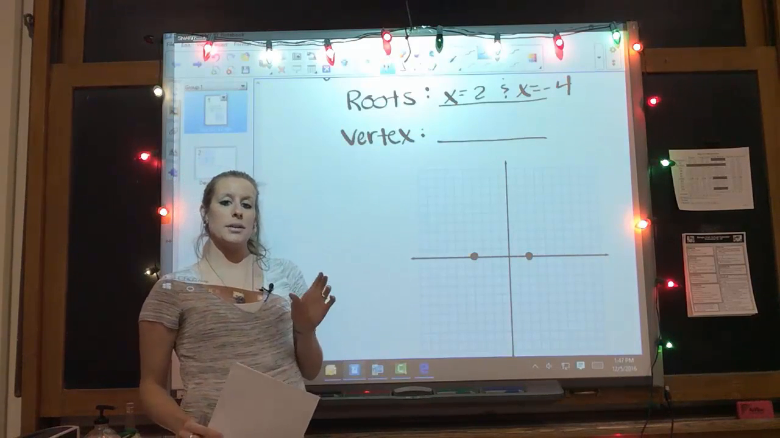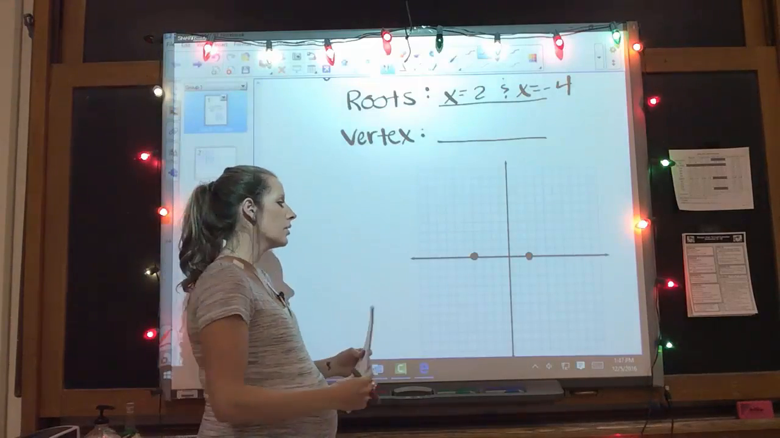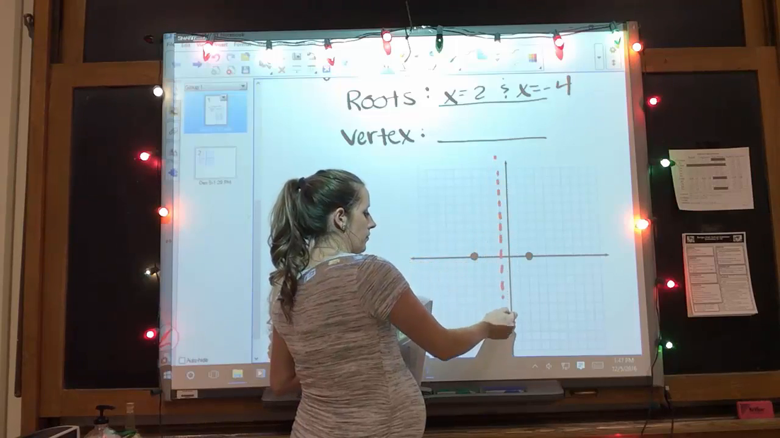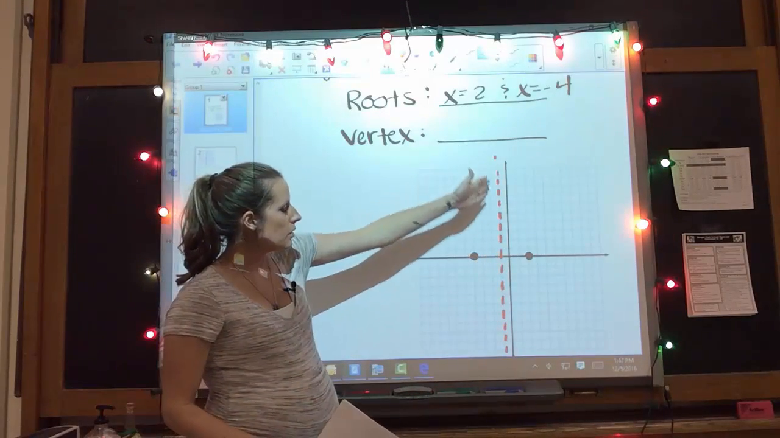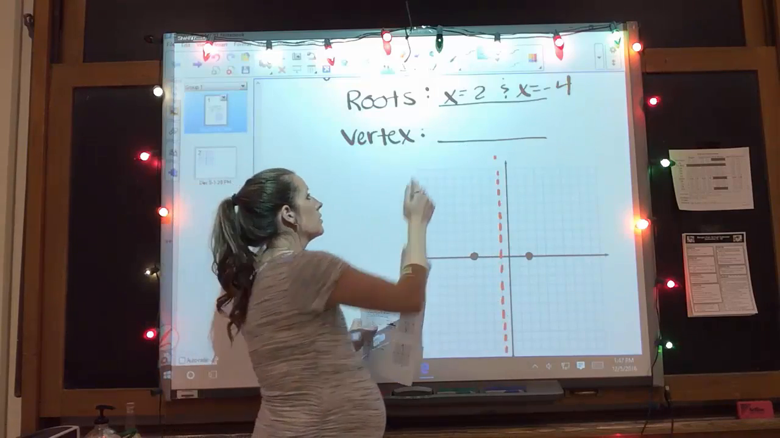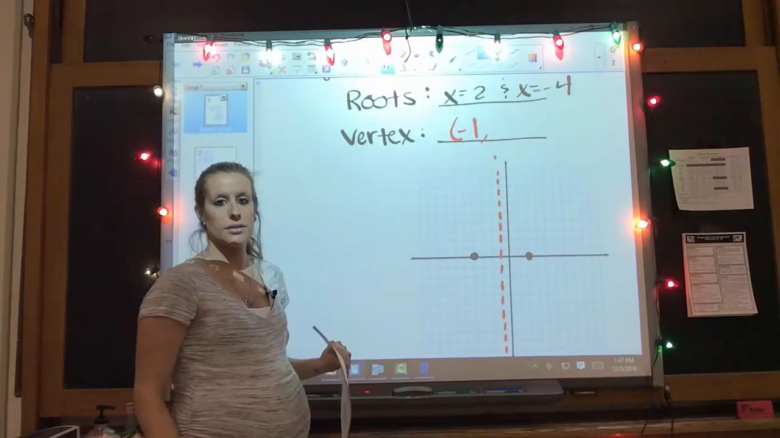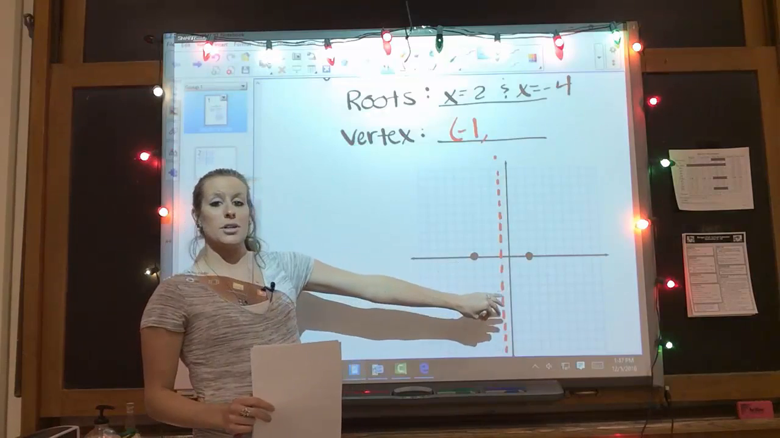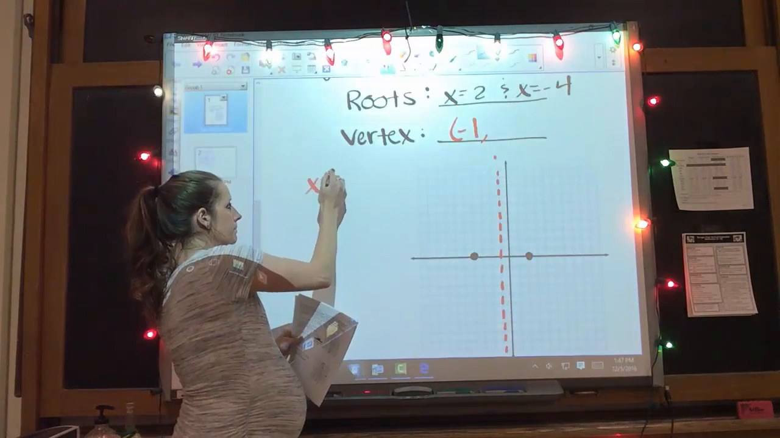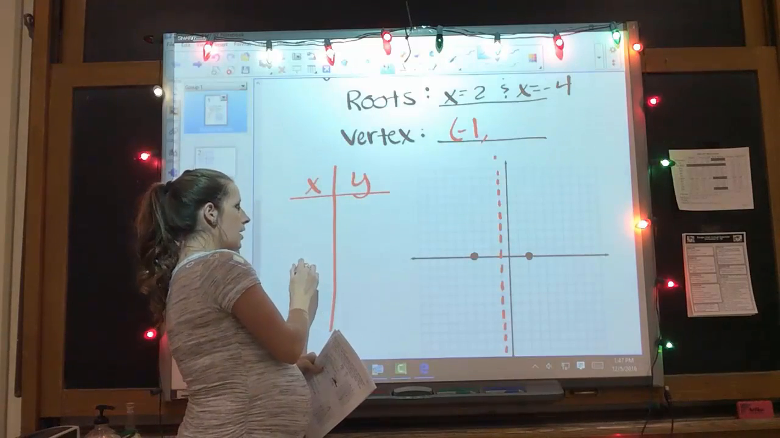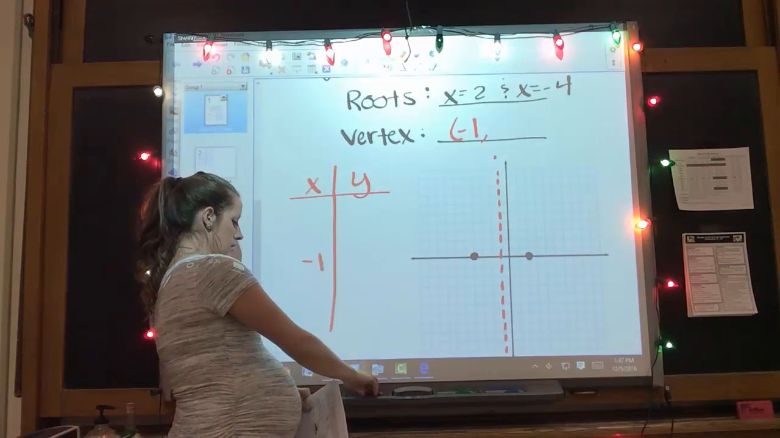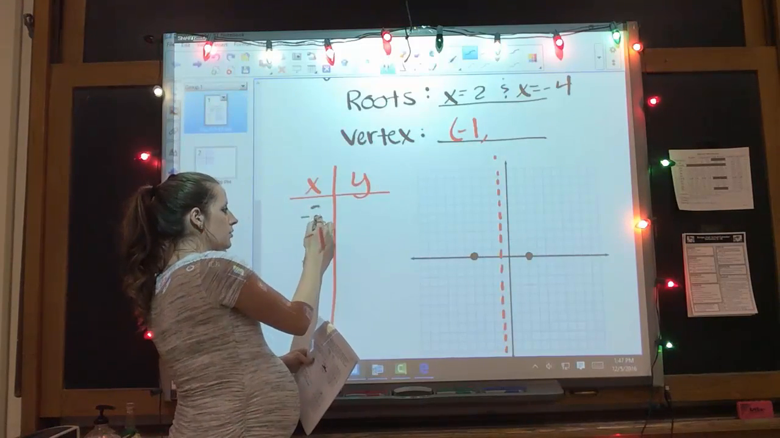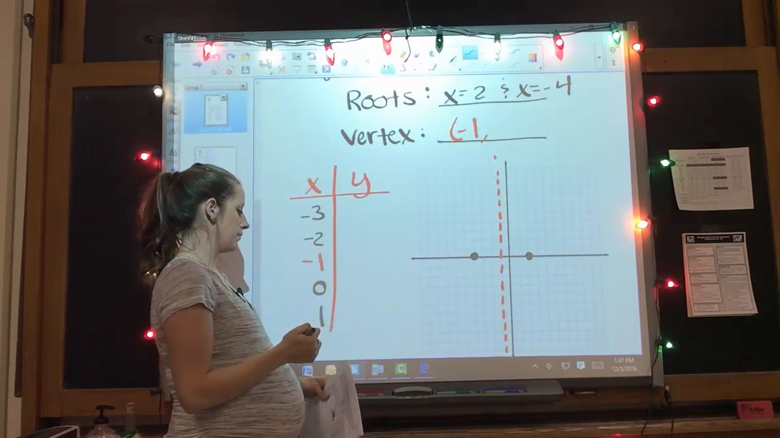And your vertex is going to be in between those 2 roots. It's going to go right through the middle. So find where your middle's at. My middle is going to be when x is negative 1. So I'm going to go ahead and put that on my vertex. I know my vertex is going to have an x value of negative 1 because that's right in the middle of those 2 roots. All right, so that's going to be the middle of my table. And I'm going to try to find some points around that. So negative 2, negative 3, 0, and 1.